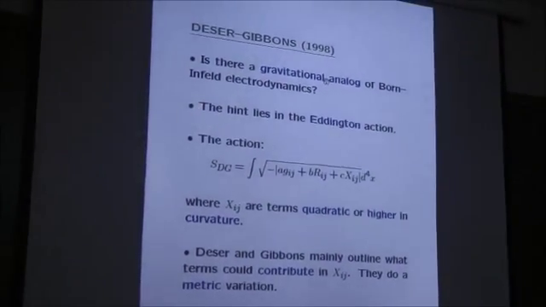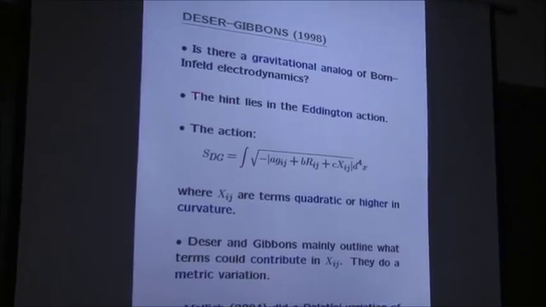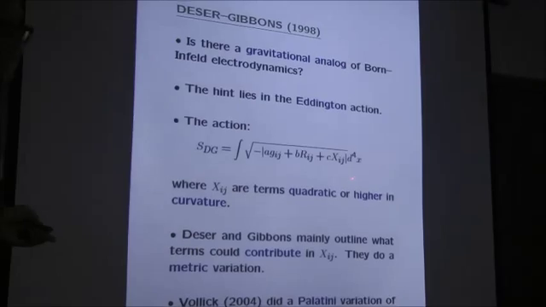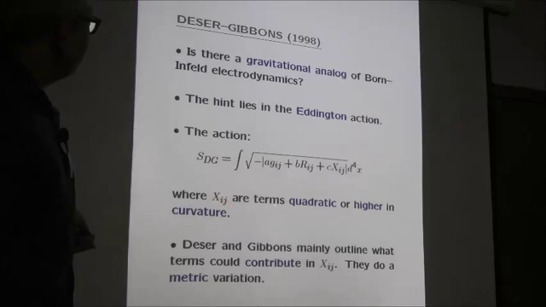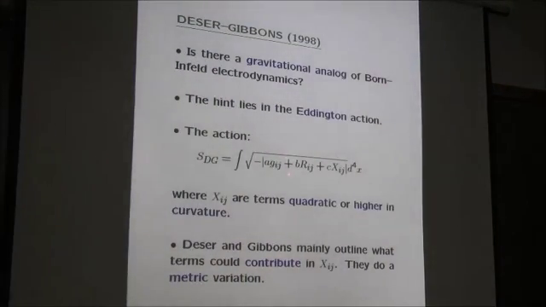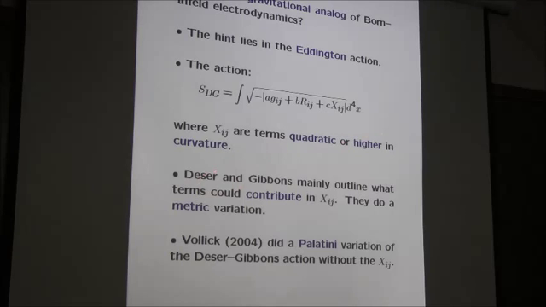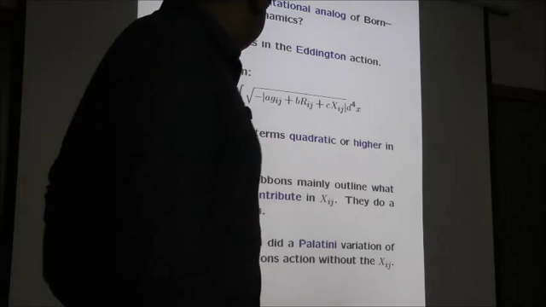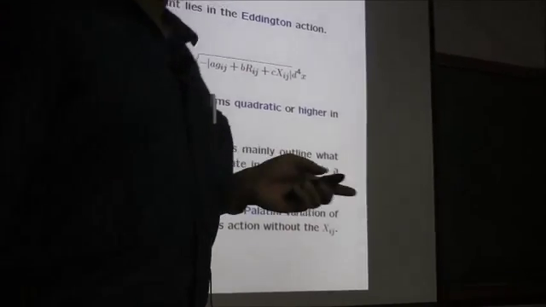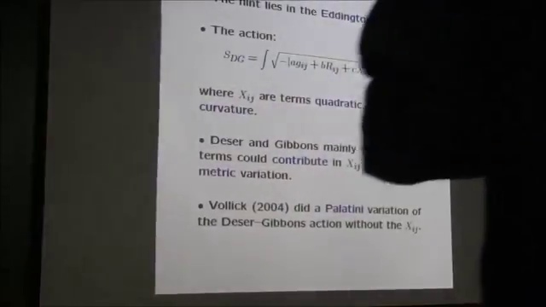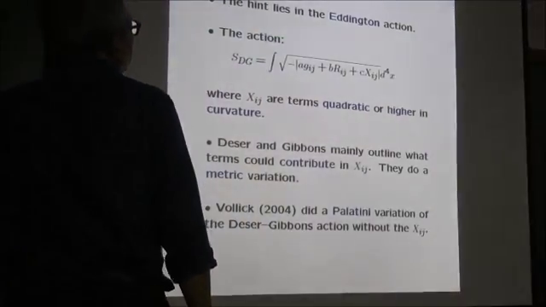Let's come to 1998, where Deser and Gibbons asked the question: is there a gravitational analog of Born-Infeld electrodynamics? And they wrote down an action which is like this. You can see there is a capital Xij, where the Xij are terms quadratic or higher in curvature. They did a metric variation, and they obtained the field equations. Later on, with the same action, Wohlich did a Palatini variation of the Deser-Gibbons action without the capital Xij. So that's how it all started. That's the question related to Born-Infeld electrodynamics.